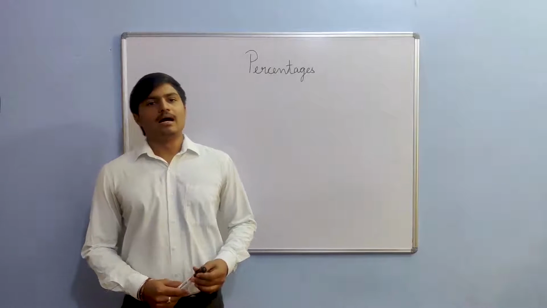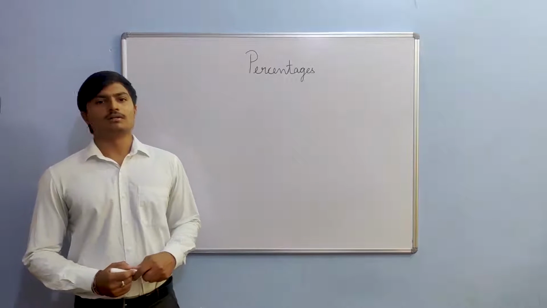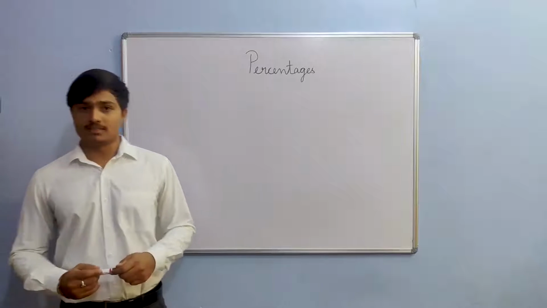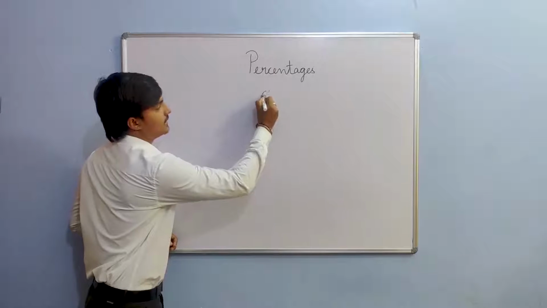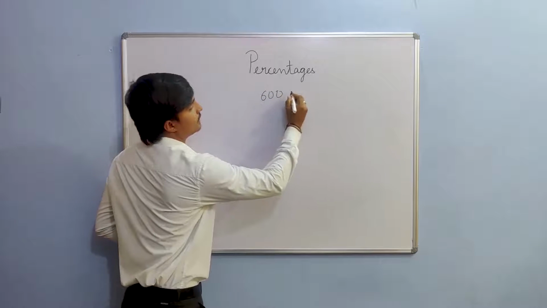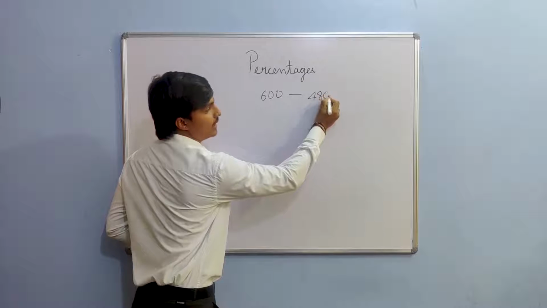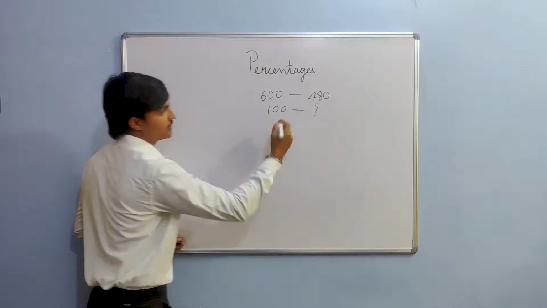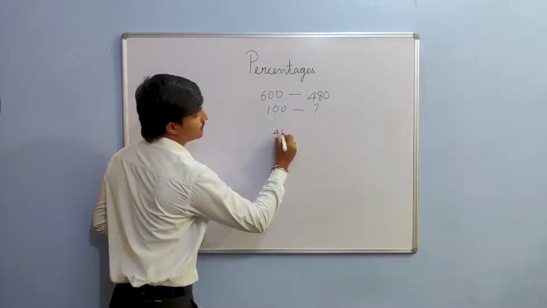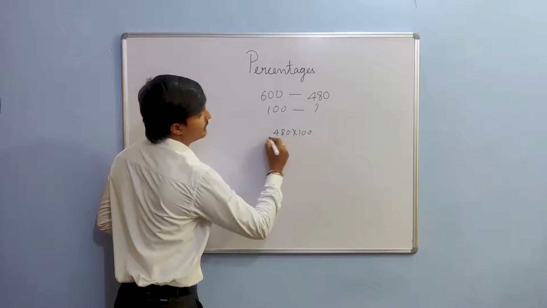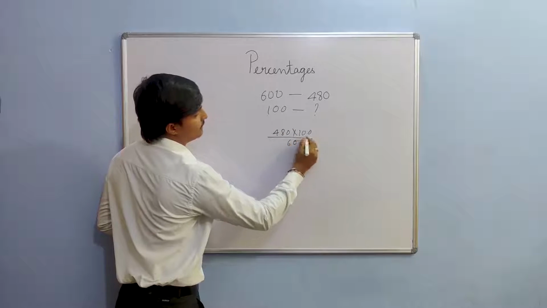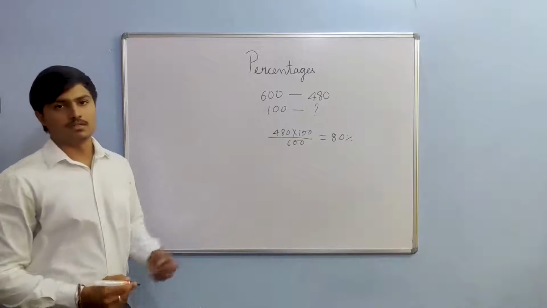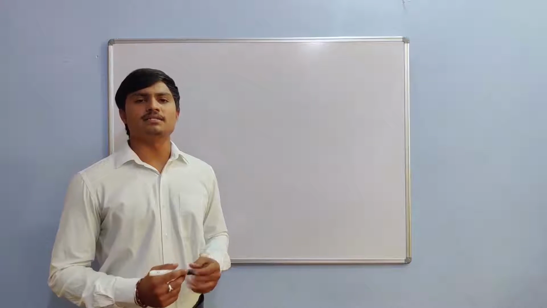So for example, in an examination, if a student got 480 out of 600, and you want to express his marks in terms of percentages: for 600, he is getting 480. So for 100, how much? So we need to cross multiply. That is 480 into 100 divided by 600, which will give 80 percentages.